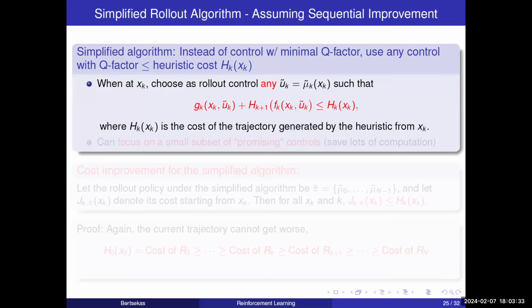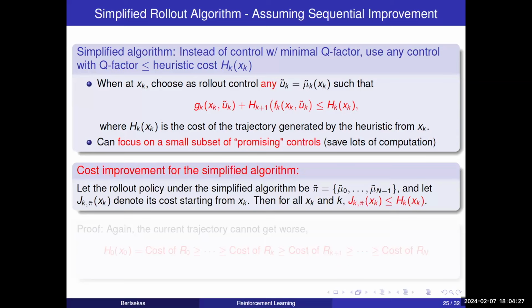So that motivates this simplified rollout algorithm. Instead of computing a control with minimal Q factor, we use any control with Q factor less than or equal to the heuristic cost given by H_k. So when at x_k, we choose as the rollout control any control that satisfies this inequality. Of course, the minimizing control will satisfy this inequality, but maybe it's not the only one. In this way, we focus on a small subset of promising controls to save computation. In the case of Wordle, I'm not sure what mechanism they use, but they reduce this control space down to like 15, 20, or 50 words instead of 12,000. So they use a form of simplified rollout.